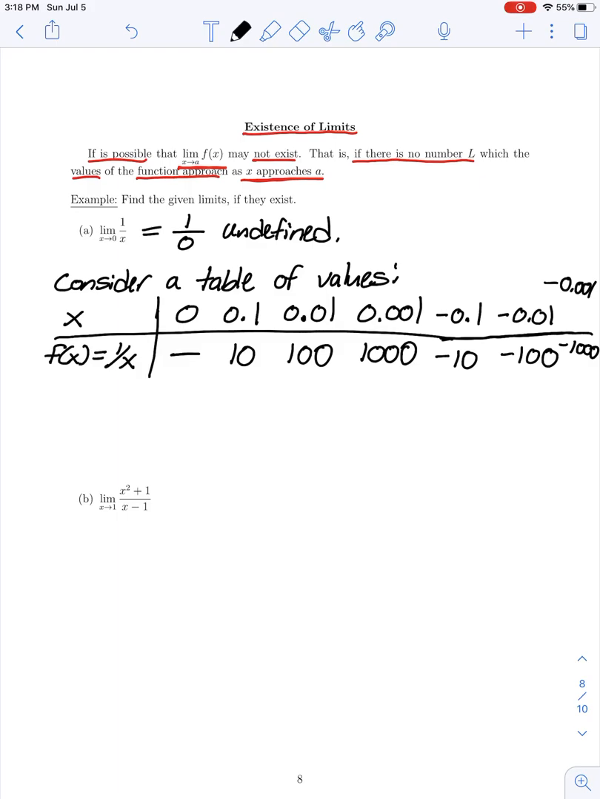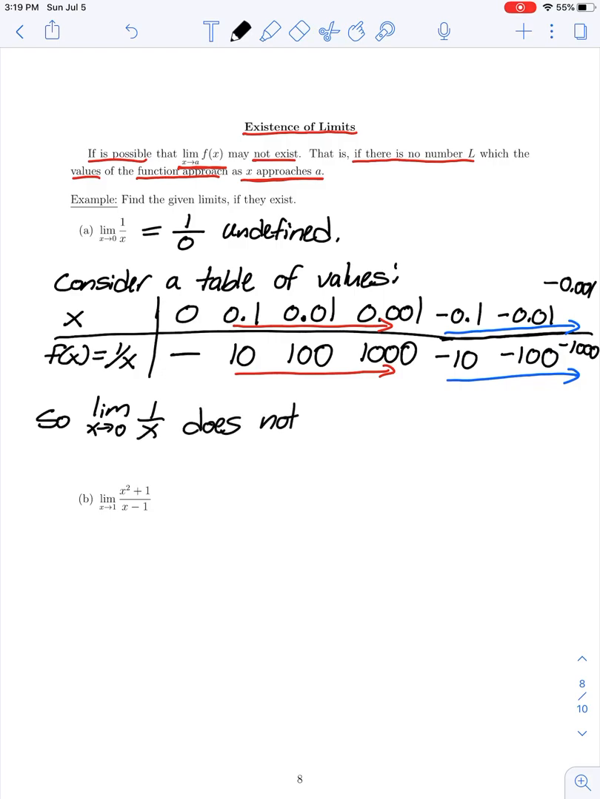So here, by looking at the values of our function 1 over x, as x is approaching 0, we see the values are not approaching any number. They're just getting larger and larger, positive or negative valued. So since there is no number which we're approaching as x approaches 0, we would say that this limit does not exist.